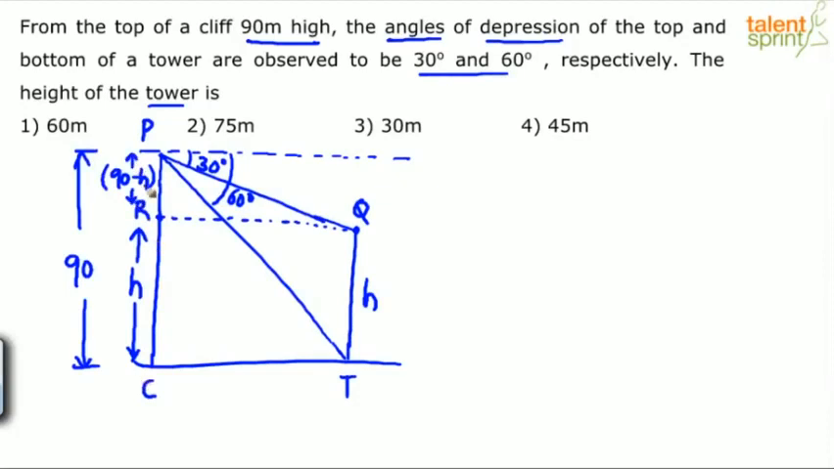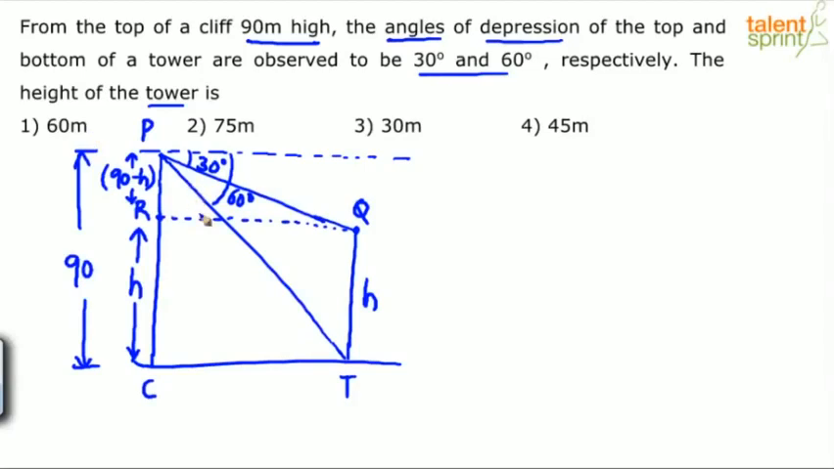Yes or no? Because total is 90. If the bottom part is h, the top part has to be 90 minus h, so that 90 minus h plus h will become 90. That's it. Now you've got two right angle triangles here. Apply the Pythagoras theorem. Apply the trigonometric ratio of tangent and get the required answers.